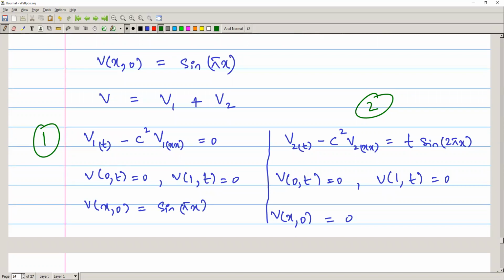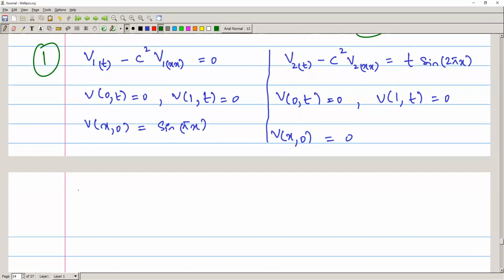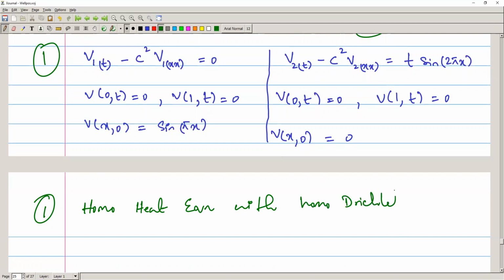So we can see that equation 1 is a homogeneous heat equation with homogeneous Dirichlet boundary conditions, right?